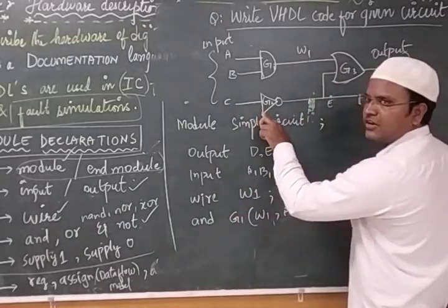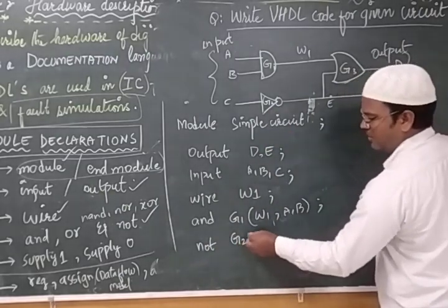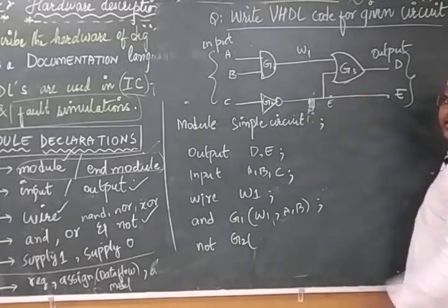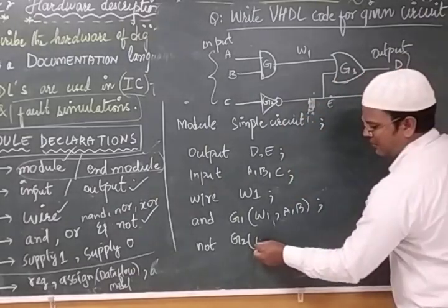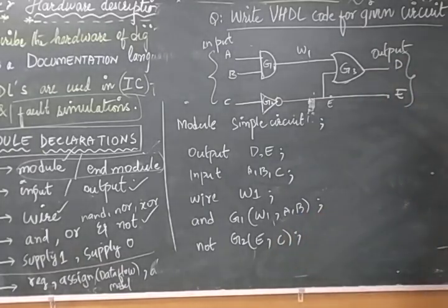Second gate, G2. So what type of gate is G2? Not. This is what keyword? Not G2. What is the output for it? E only, right? E is there for this also. It is passing to the next end. So here E is the output. What is the input for this? C. Next gate.